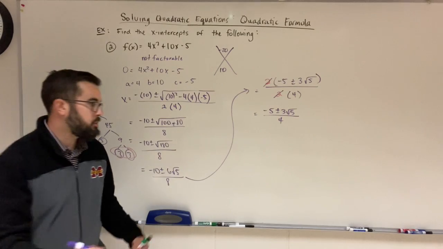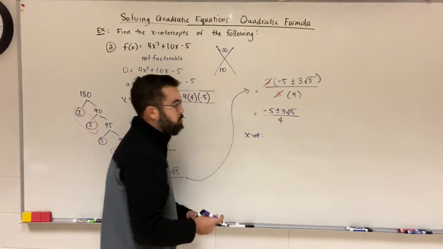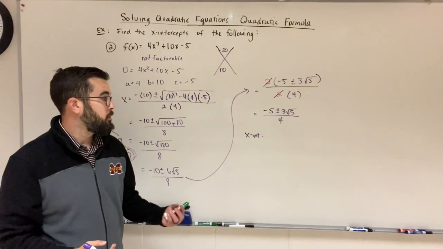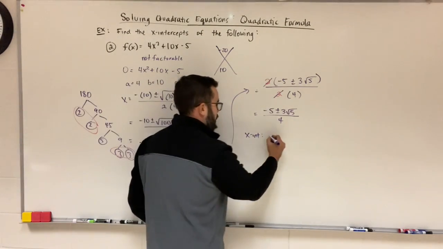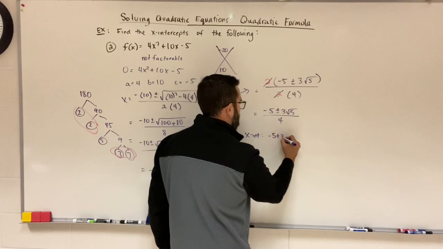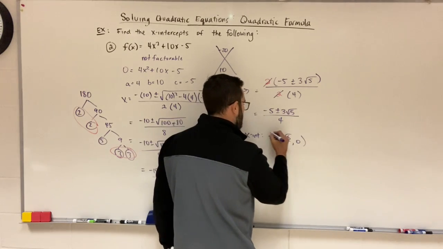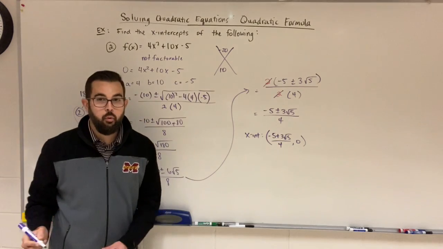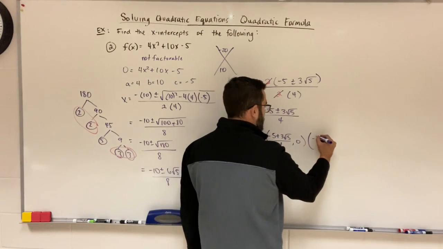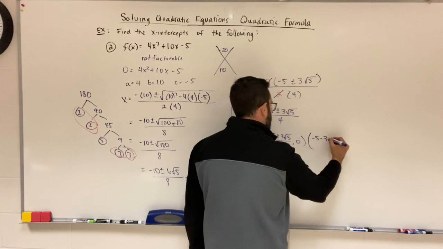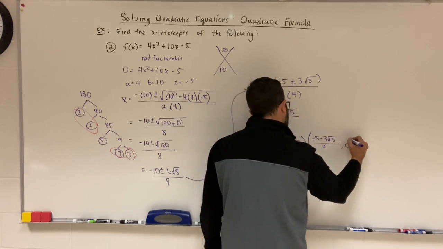That's my solutions. Now, what does that mean for my x-intercepts? Well, it means that there's 2 x-intercepts, okay? There's 2 because of the plus or minus. So I'd have negative 5 plus 3 square root 5 over 4, comma 0. That would be 1 point.